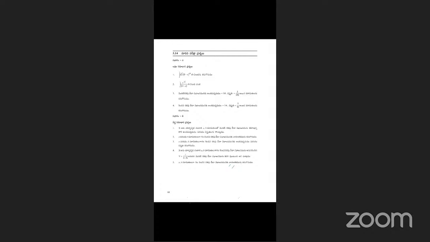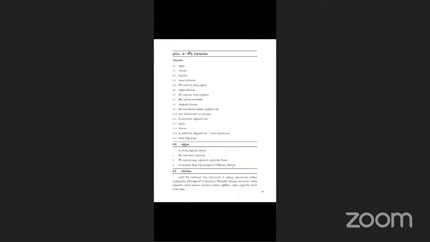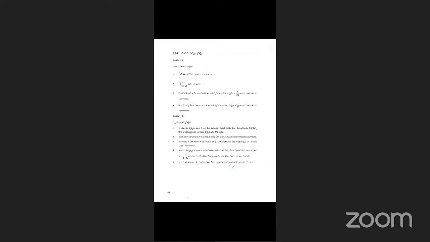The mean and variance are given. Find the parameters. There are so many such questions, and please practice here. Okay, these are the long answer questions. Next, please go through this exercise. I'm changing the document, and please go through these question answers once again. Please practice.